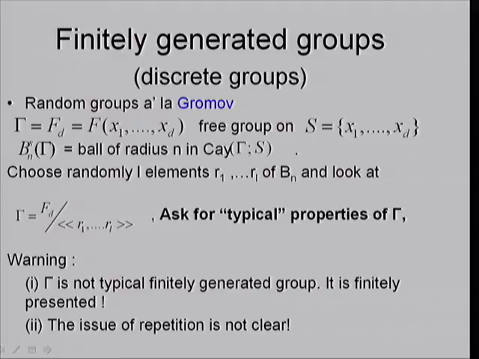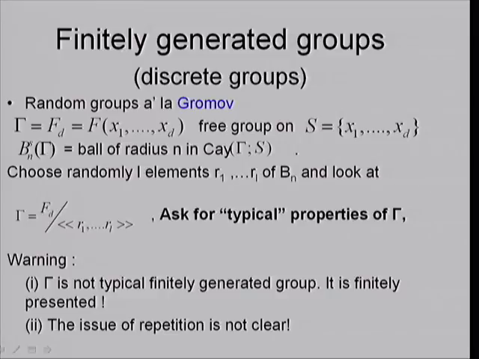So first of all, people usually say that this is the random finitely generated group. This is completely wrong because it's not typical. All of these groups are finitely presented. And the typical finitely generated group is not finitely presented because there are only countably many finitely presented groups and there are uncountably many finitely generated. So this is something that we can still forgive them.